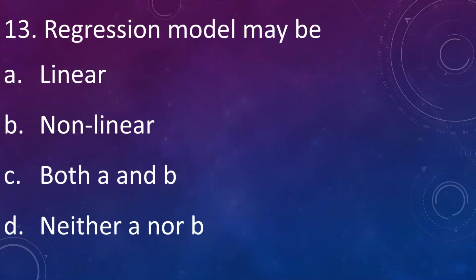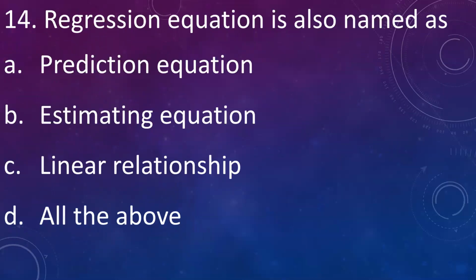And regression model may be: A. Linear, B. Non-linear, C. Both A and B, D. Neither A nor B. Answer is both A and B. It can be linear as well as non-linear. The regression equation is also named as: A. Prediction equation, B.